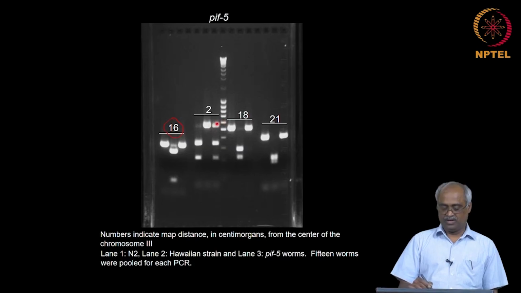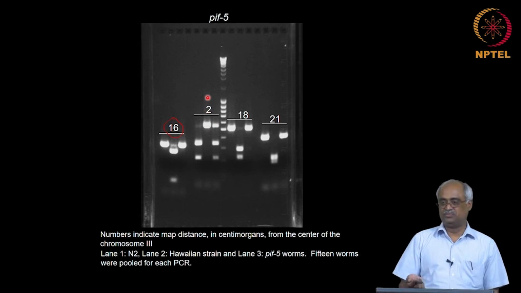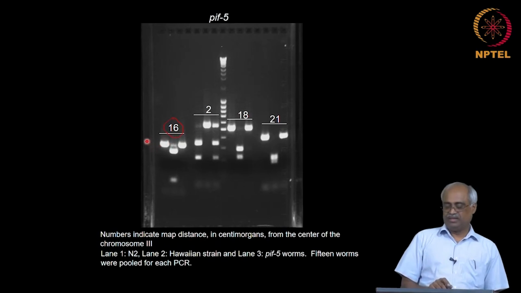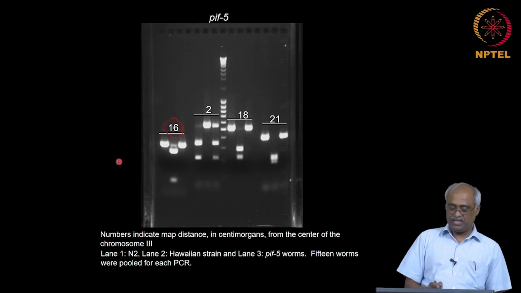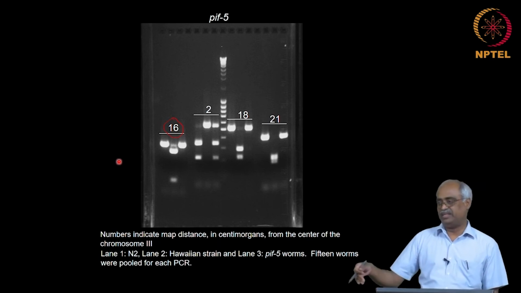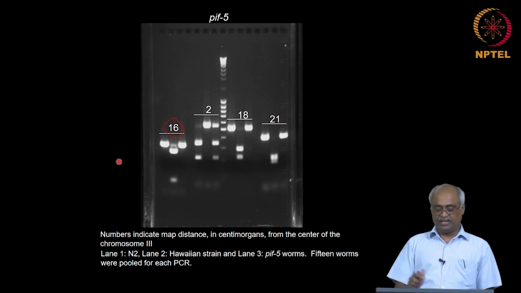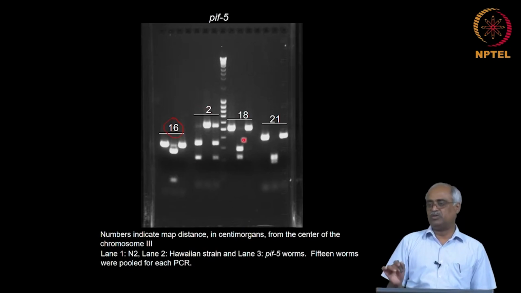So here you have uncut as well as cut, meaning this seems to be a mixture of Hawaiian as well as N2, indicating that my mutation is quite far from position 2. If you look at this, you might say it is closer to 16. Now you look at the result of 18 and 21, then you realize it is probably far to the right, sorry, the right is where we say plus, far to the right of position 2, probably in the vicinity of 16 to 21, somewhere there.